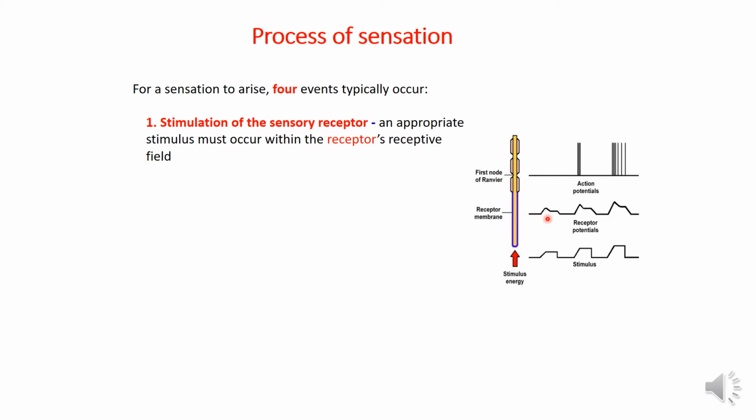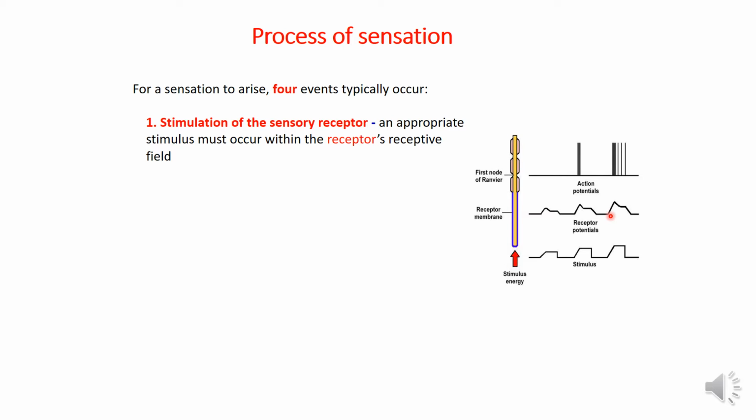And what is the change? It is usually depolarization. Most of the receptors are stimulated by depolarization, except photoreceptors, which are stimulated by hyperpolarization. What is the meaning of that? When the energy of the stimulus comes, it's going to change the membrane potential of the receptor and produce a state of partial depolarization in most of the body receptors, except the photoreceptors that are stimulated by hyperpolarization.